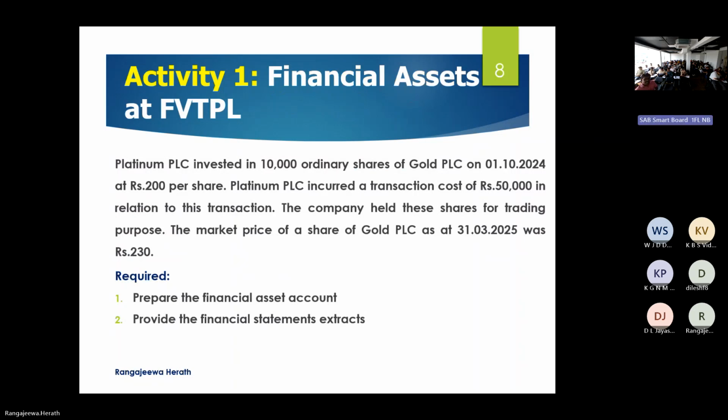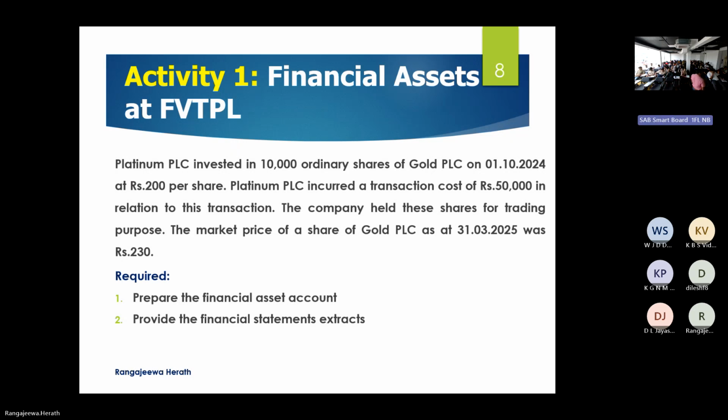Platinum PLC invested in 10,000 ordinary shares of Gold PLC on 1st October 2024 at rupees 200 per share. Platinum PLC incurred transaction cost of rupees 50,000 in relation to this transaction. The company held these shares for trading purpose.